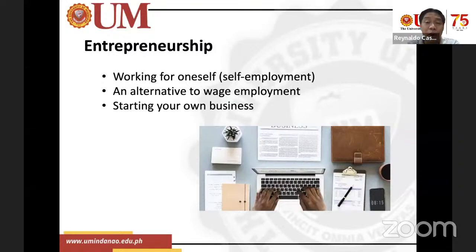Entrepreneurship is of course working for oneself, that's self-employment. There are two types of employment, Caed 500 students. One is wage employment. So kung mag-empleyado ka, mag-apply ka trabaho, that's what you call wage employment. The other one is self-employment. Well, of course, kung maski entrepreneur ka, maski na kay negosyo, employment gihapon na siya, so ang tawag ana is self-employment, all right? And it's an alternative to wage employment, and you can start your own business. You can run your own business and be your own boss.